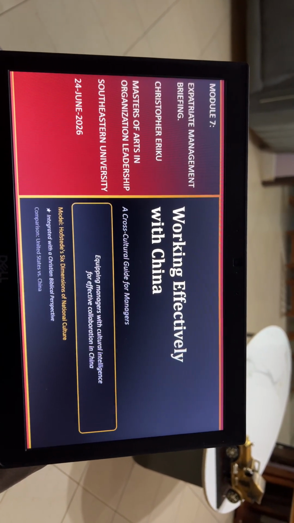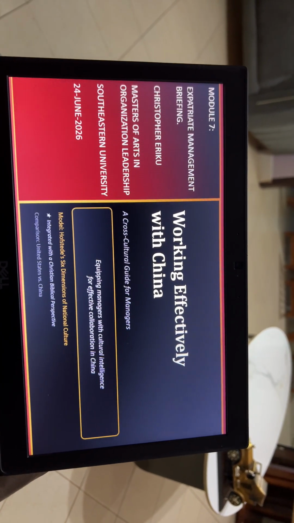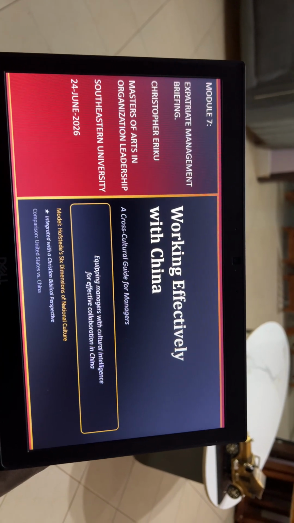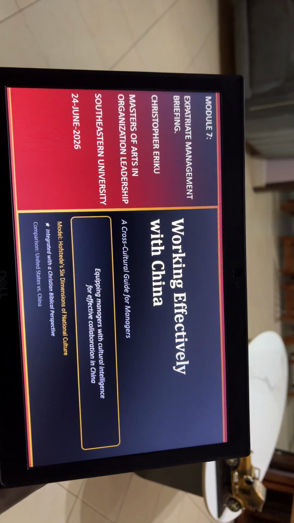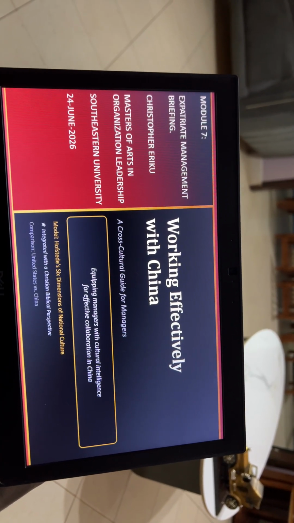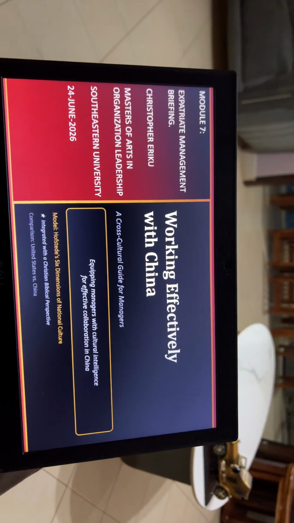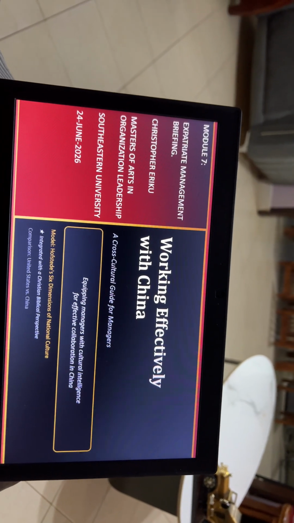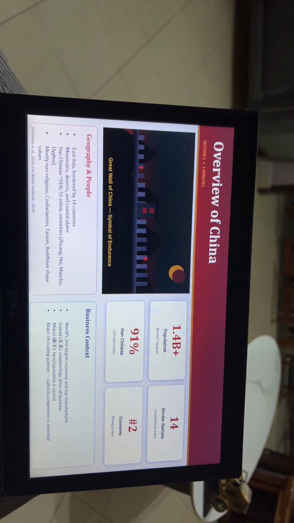I have the awesome privilege to take you through Module 7 on Expatriate Management Briefing. We are using a case study of China. Now, this is a cross-cultural guide for managers, equipping managers with cultural intelligence for effective collaboration in China. Now, here is the overview of China.